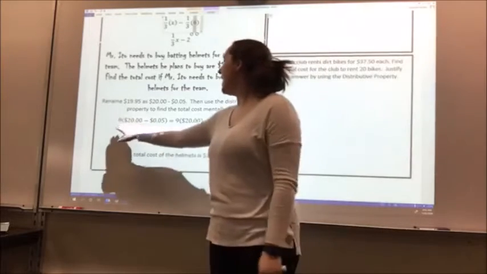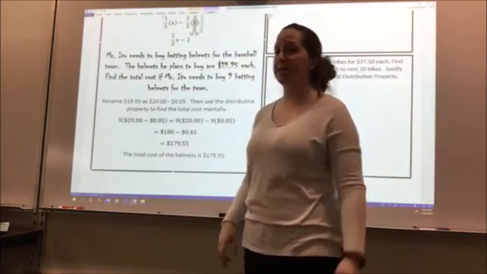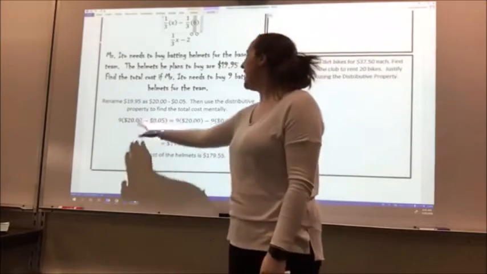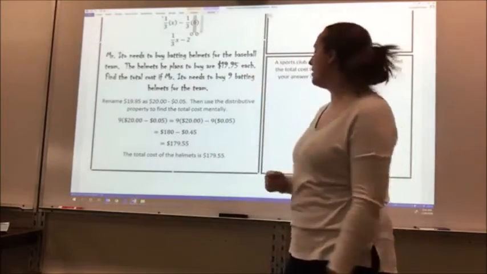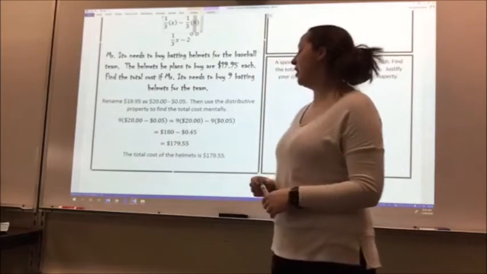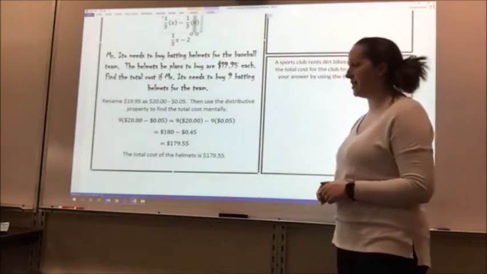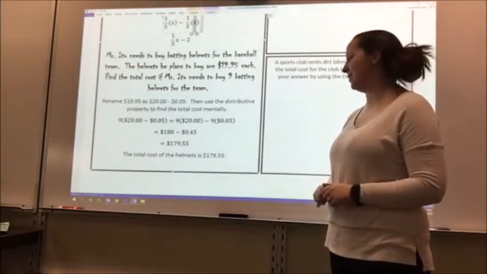Okay? 9 times 20 gives me 180, because 9 times 2 is 18, add the 0. 9 times 5 cents gives me 45 cents. 9 times 5 is 45. And I subtract. 180 minus 45 cents gives me $179.55. So the total cost of the helmets is $179.55.